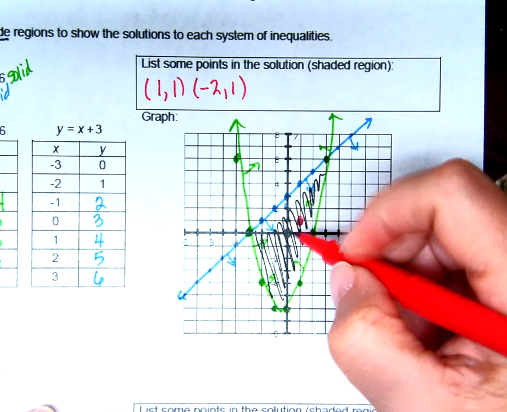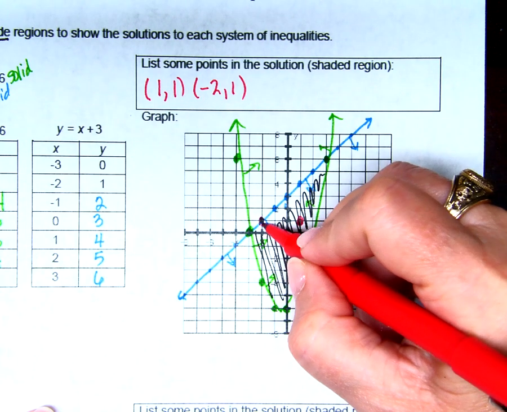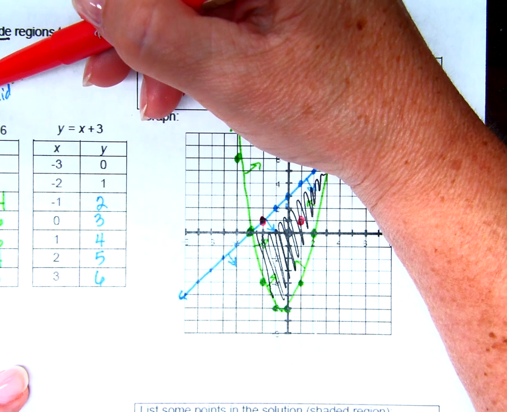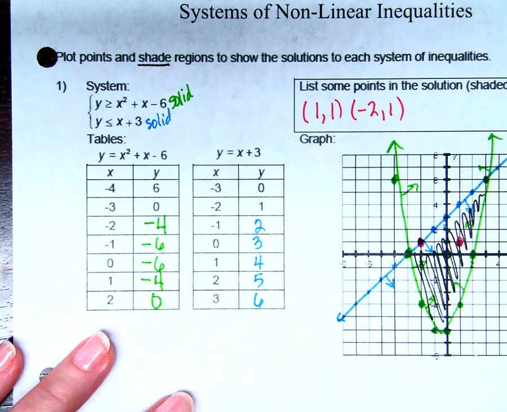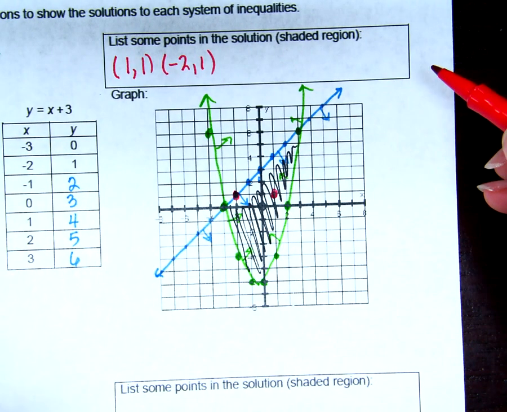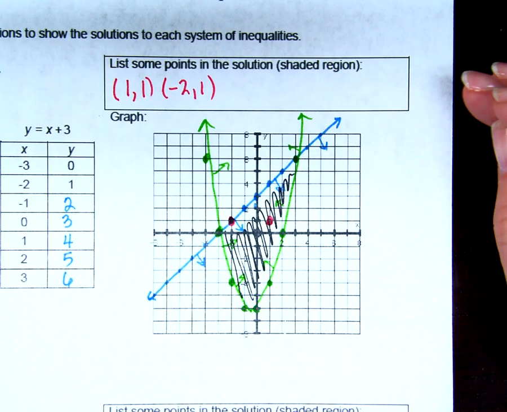-2, 1. So let's see. -2. Ooh, that's a tricky one. Is -2, 1 part of the solution? Because it's on the solid line. Because it's on the solid line, it is part of the solution. If this said just less than, would that be part of the solution? No, it would not. If it's on a dotted line, it's not part of the solution. If it's on a solid line, it absolutely is part of the solution. Okay? What about you guys?